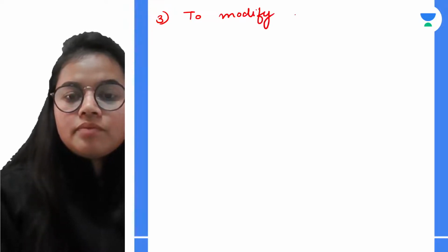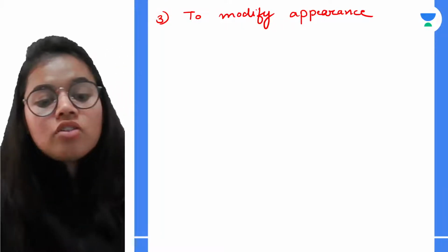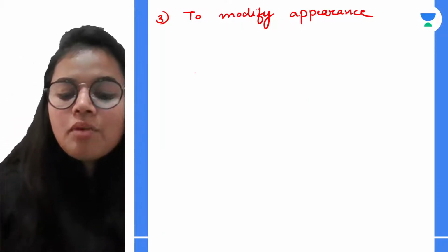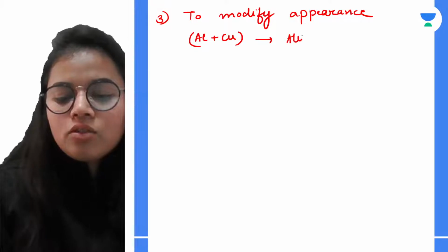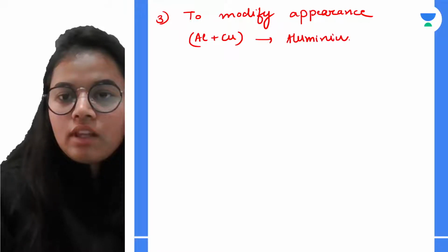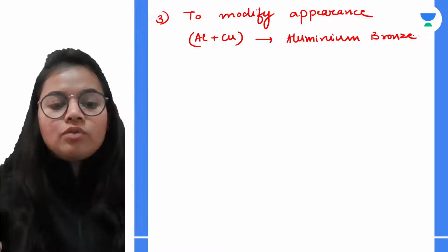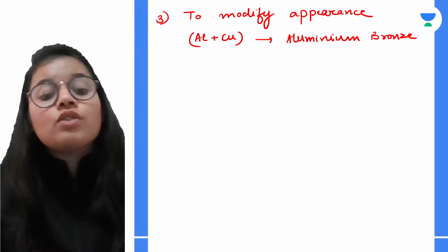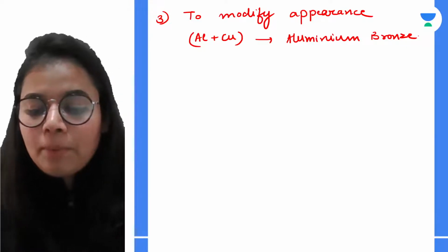Next thing is to modify appearance. Talking about the appearance, if I talk about aluminium bronze, which is made up of aluminium and copper, it is known as aluminium bronze. So it looks like gold. It's bright yellow in color, it looks like gold. So what is happening? The appearance has been changed.